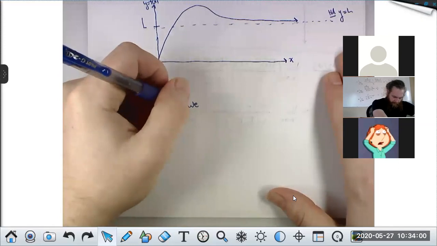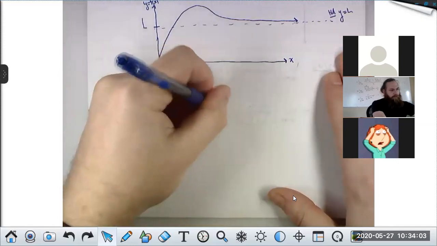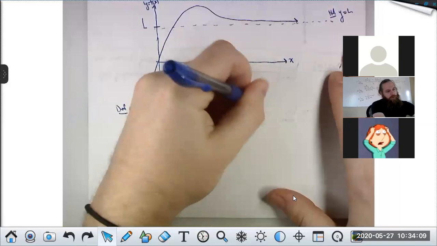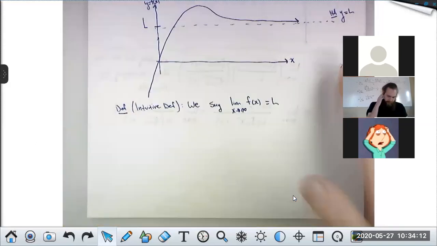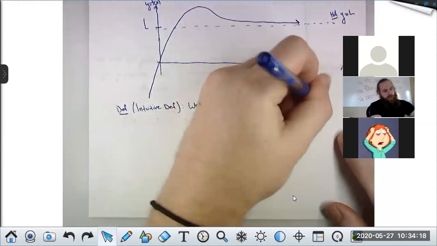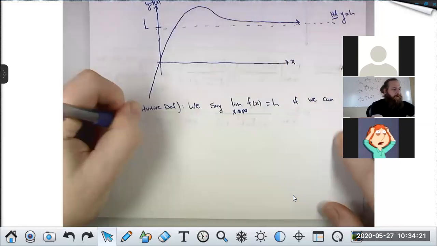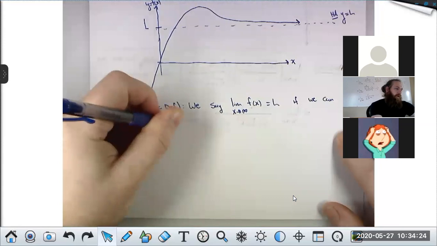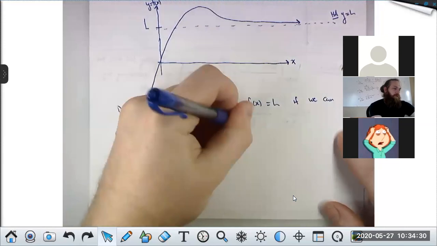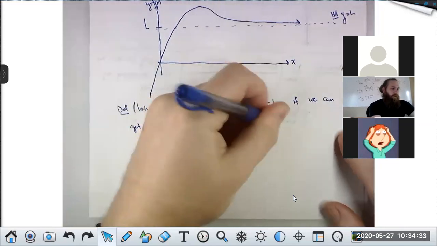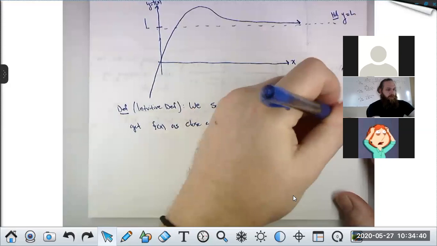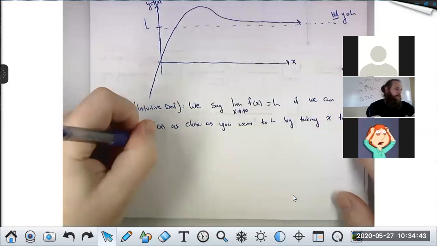We say that the limit as x goes to infinity of f of x equals L if we can make, or if we can get f of x as close as we want, or as close as you want, to L by taking x to be really big.